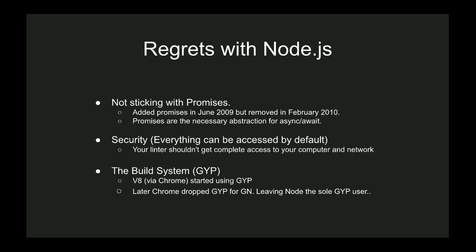Secondly, there was a security issue, which I mentioned before. Node.js allowed you to access whatever you want by default, and that's not great for security. For example, your linter shouldn't be able to access your computer and your network. It doesn't need to do that. Third issue was with the build system or GYP. Now V8 had started using GYP, which is why Node also introduced it, but later Chrome dropped GYP for GN, and that left Node as the sole GYP user.